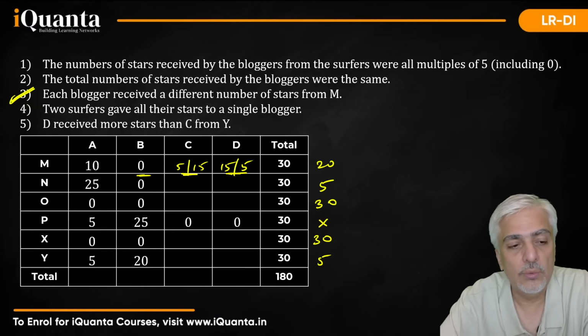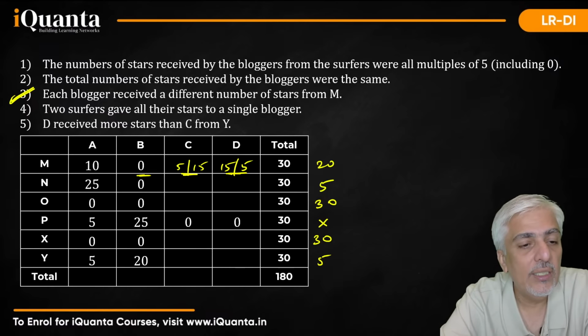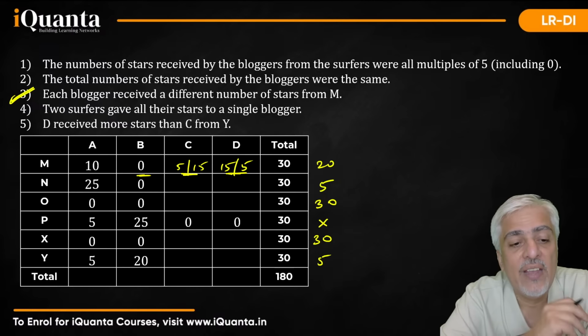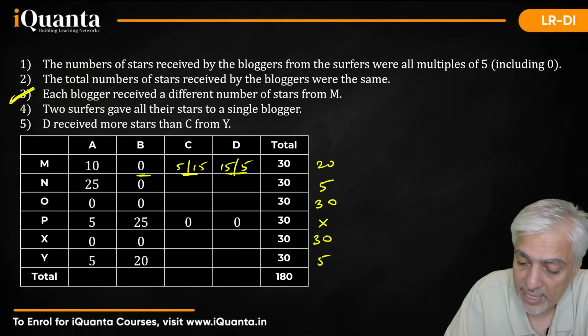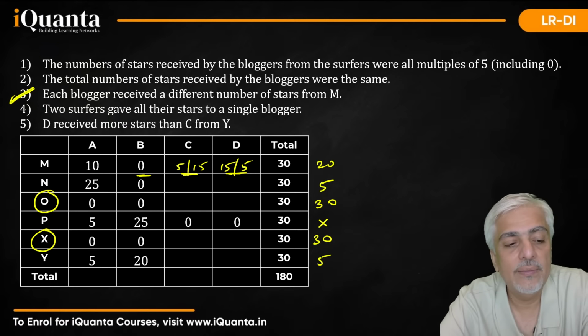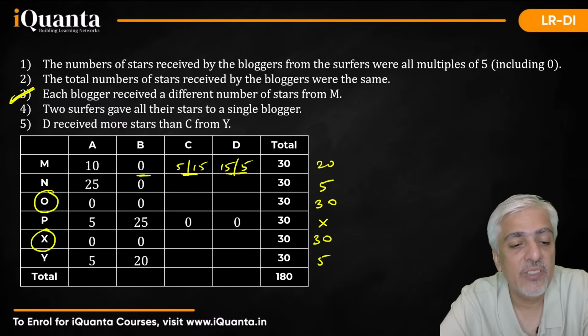Next point, two surfers gave all their stars to a single blogger. Now, who can be those two surfers? Two people gave everything to only one person, all 30. Those two can be only out of O or X. Nobody else can give because only they are left with 30. So O or X gave 30, 0, 0, 30, one of them, but we'll come to that.